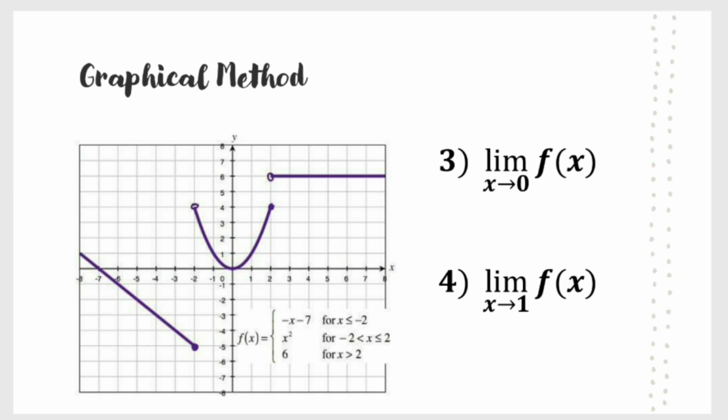Third, we have the limit of a function as x approaches 0. And the answer is 0. Fourth, we have the limit of the function as x approaches 1. Then we can say that the limit is equal to 1. And then number 5, we have the limit as x approaches 2. Then we can say that the limit does not exist. And lastly, the limit of the function as x approaches 4 is 6.